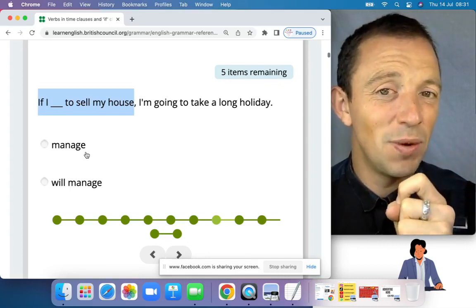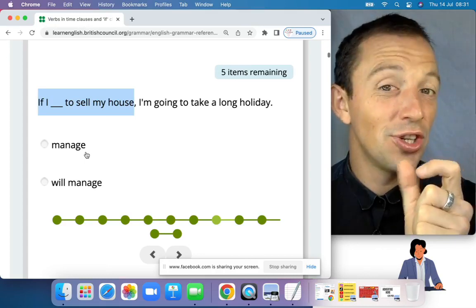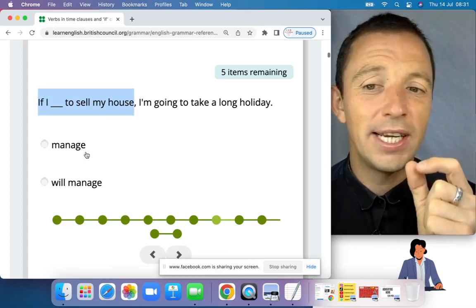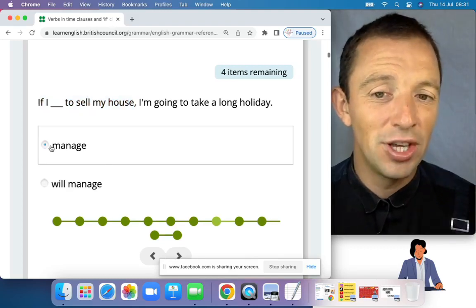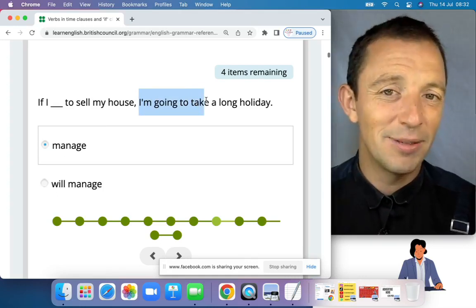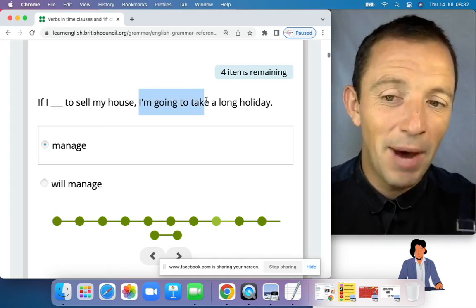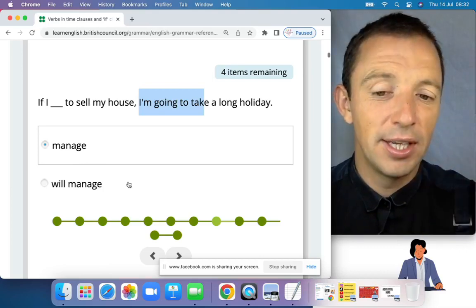So this is the situation. I think we're using if, and it's the conditional clause. Therefore, we need to use the present tense to speak about the future. So if I manage to sell my house, I am going to, in the future, take my holidays. And manage has the significance to achieve. Okay, let's continue.